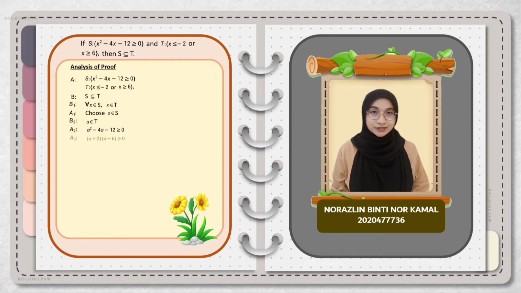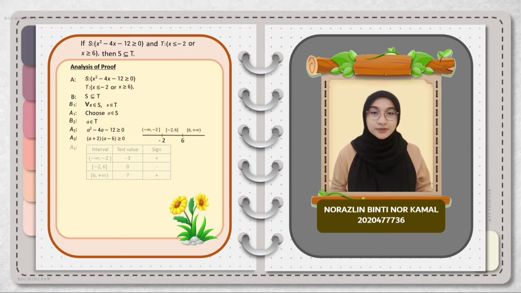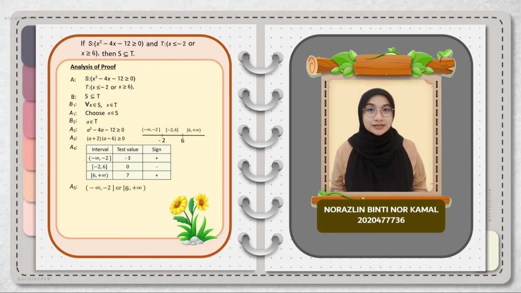A3, after that we use factorization to get the values of a and then we can get the interval. A4 we can choose any number between this interval to be the test value and substitute into A3. So we can see the symbol is greater than or equal to 0. So for A5 we need to pick the interval that has the positive sign.